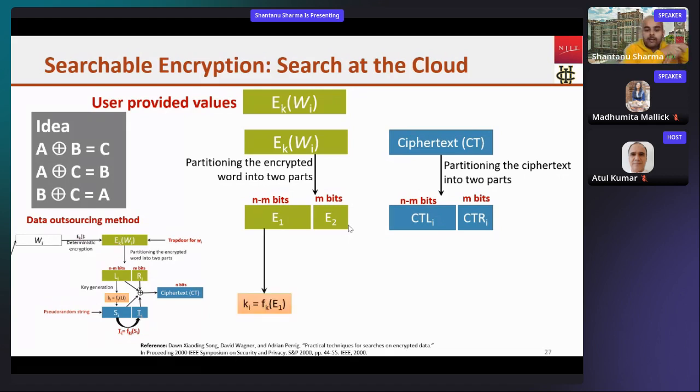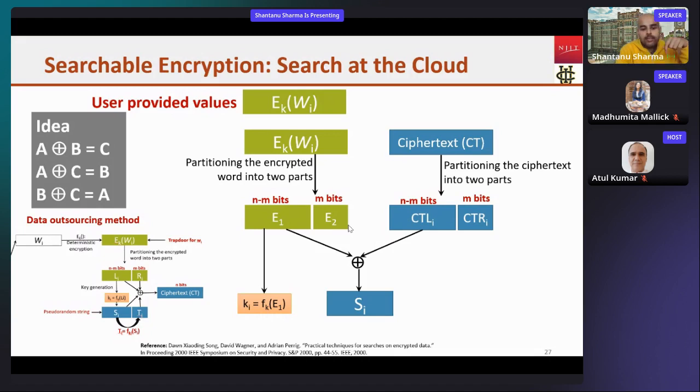Next, recall that on the left hand part of the encrypted part, the li bit in the last slide, we performed the encryption function. Here again the cloud will perform the same function. Furthermore, in the last slide we generated a pseudo random string, but now how can the cloud generate the pseudo random string? The pseudo random string will be produced by XORing the value of E1 and CTLI.